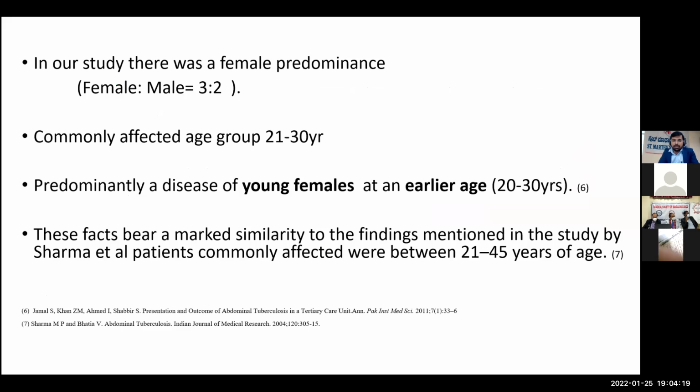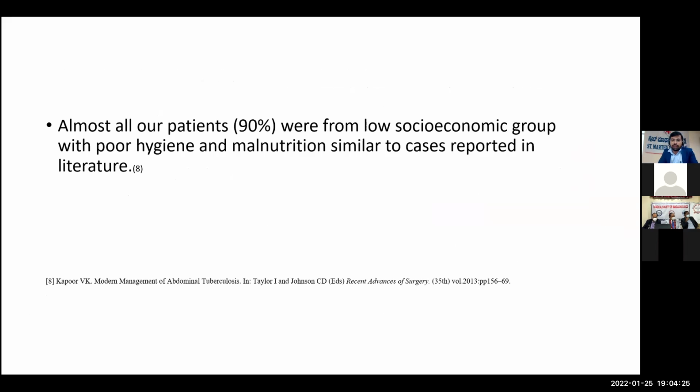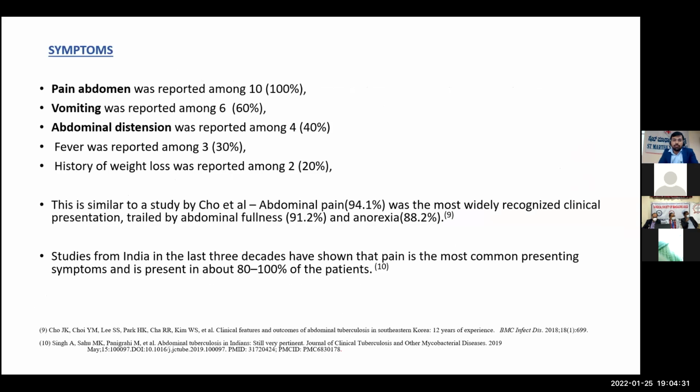This can be told as a disease predominantly affecting young females at an early age group, similar to the study by Sharma et al. Almost all our patients, around 90%, were from a low socioeconomic group. Looking at the presenting symptoms, abdominal pain was seen in almost all the patients, 6 patients or 60% had vomiting, and 40% had abdominal distension, which are similar to the study by Cho et al.